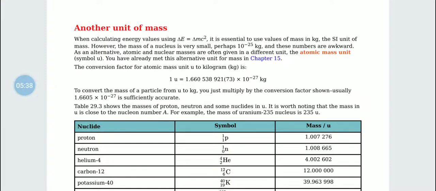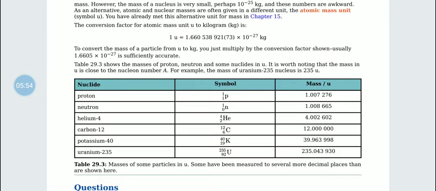So if we want to convert from atomic mass unit u to kilograms, we multiply it by 1.6605 times 10 to the power minus 27. So the proton would have the symbol 1p, and its atomic mass is 1.007276 u.